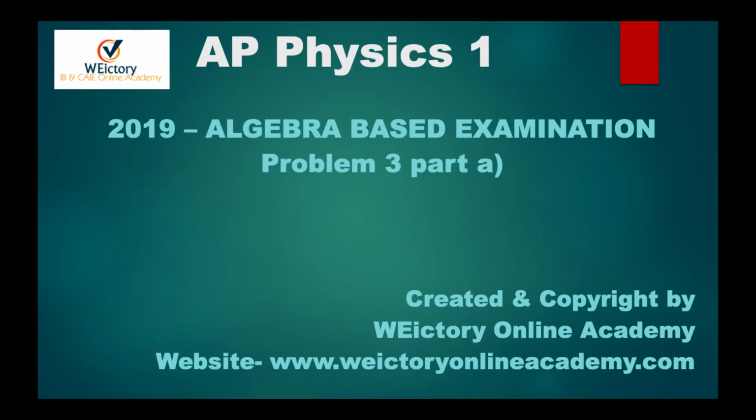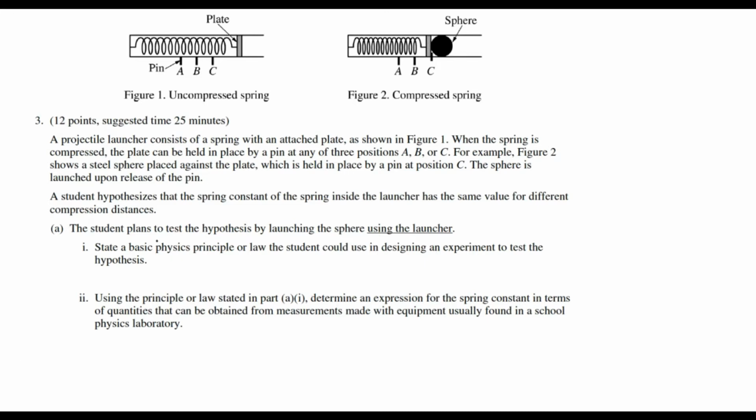During this video we will be discussing part A of problem number 3 of the 2019 AP Physics 1 exam. Now this problem, as well as the entire exam, is divided into subparts, so make sure to watch all the videos to have a complete understanding of all the concepts that are involved during this exam. Let's get started. Okay, problem number 3, a 12-point problem which has a suggested time of resolution of 25 minutes.